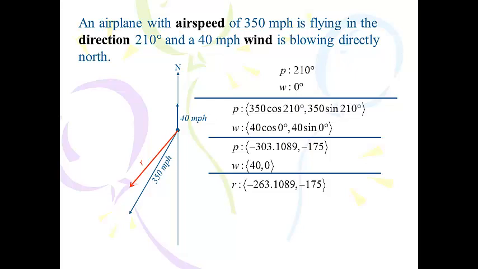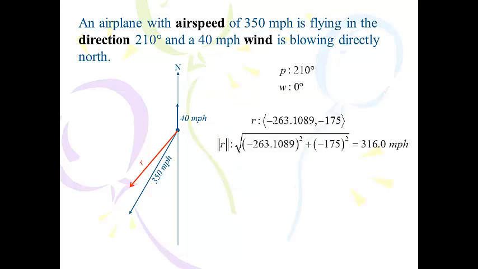And then we add them up. You add your x's, you add your y's. You're adding your horizontal components, and you're adding your vertical components. And so now we know the horizontal and the vertical component of our resultant is negative 263.1 comma negative 175, which is a quadrant 3 vector.